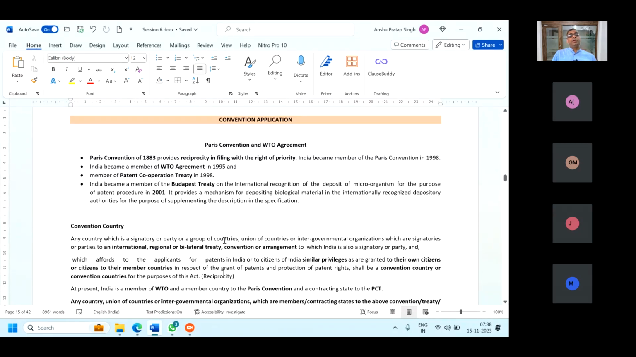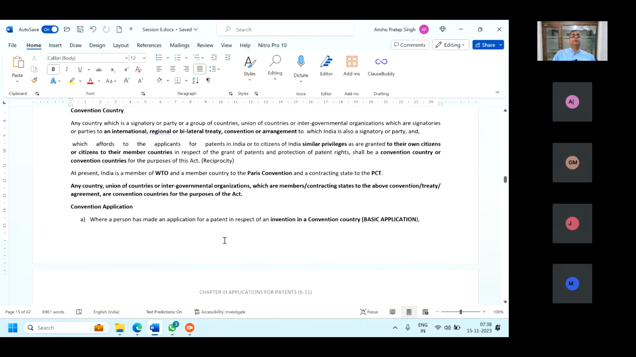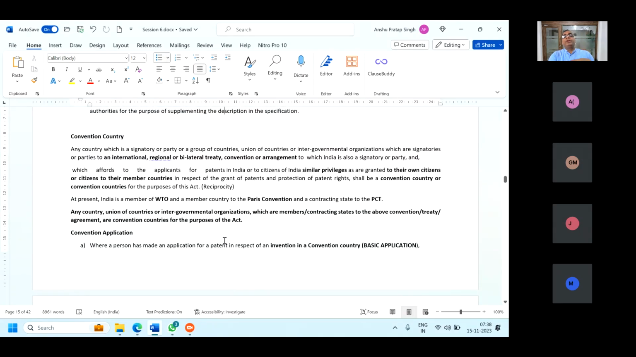What is a convention country? Any country which is a signatory to a party or a group of countries, union of countries or intergovernmental organization which are signatory to any international, regional or bilateral treaty, convention or arrangement to which India is also a signatory will be considered a convention country. That means it's not what we generally refer to as convention countries, whoever has signed the Paris Convention, because maximum people have signed there. However, if I have a bilateral treaty also, and we have agreed on IP protection, then that can also be considered a convention country.